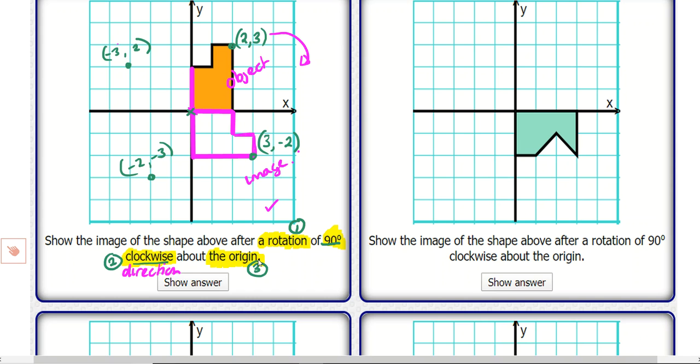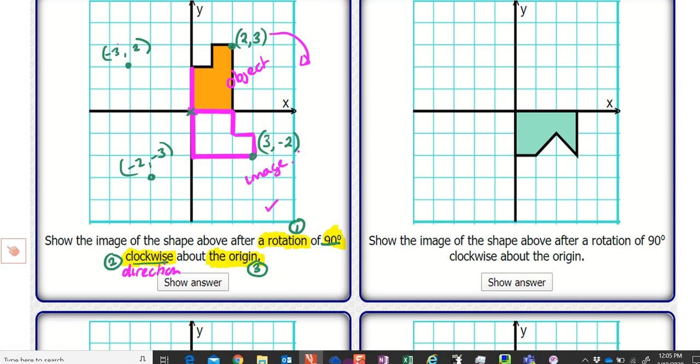And then about the point. Because obviously, if I rotate about a different point, what's going to happen? It's going to end up in a different place. Yeah, completely different place. So I'll let you go on for the other 3, see what you come up with on your sheet, and have a go.